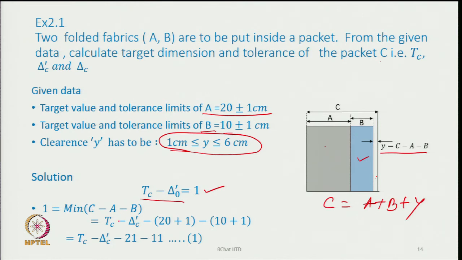So, this is going to be T C minus delta dash C minus 20 minus 1 minus 10 minus 1, that is, we are considering them to be maximum values. If we consider that, then this is going to be T C minus delta dash C minus 21 minus 11, that is going to be equal to 1.